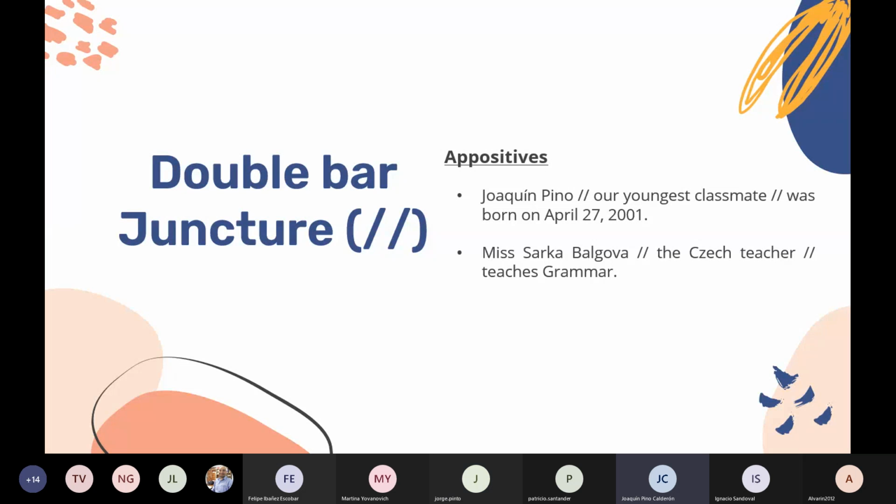Miss Charkabalgova, the Czech teacher, teaches grammar. Excellent. Thank you. That's the idea.